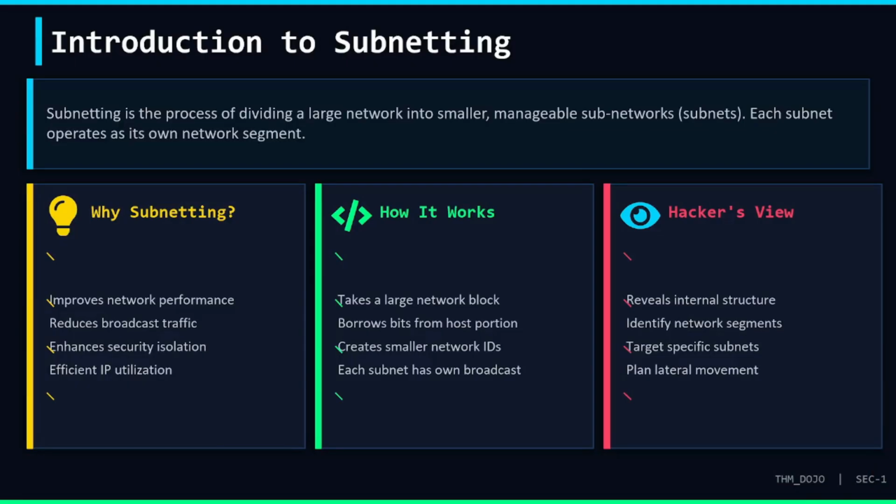The next topic is subnetting. Subnetting is the process of dividing a large network into smaller, manageable networks. Each subnet operates as its own network segment. So why do we need subnetting? It improves network performance, reduces broadcast traffic, enhances security isolation, and enables efficient IP utilization. How it works: it takes a larger network block, borrows bits from the host portion, and creates smaller network IDs. Each subnet has its own broadcast. What is the hacker's perspective? It reveals the internal structure, identifies network segments, targets specific subnets, and helps plan lateral movement.